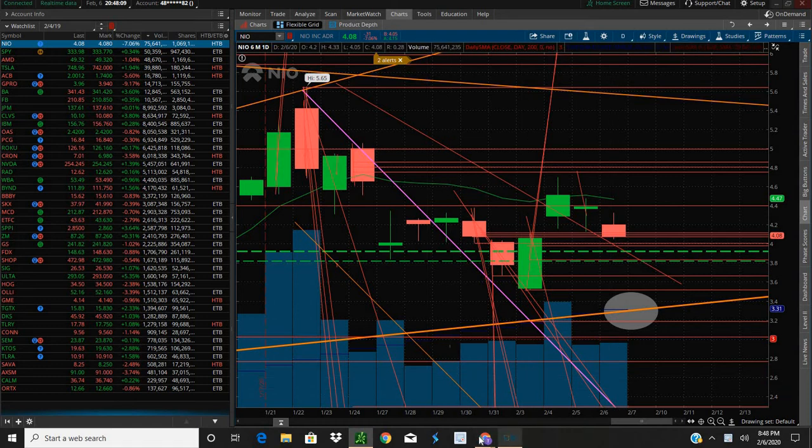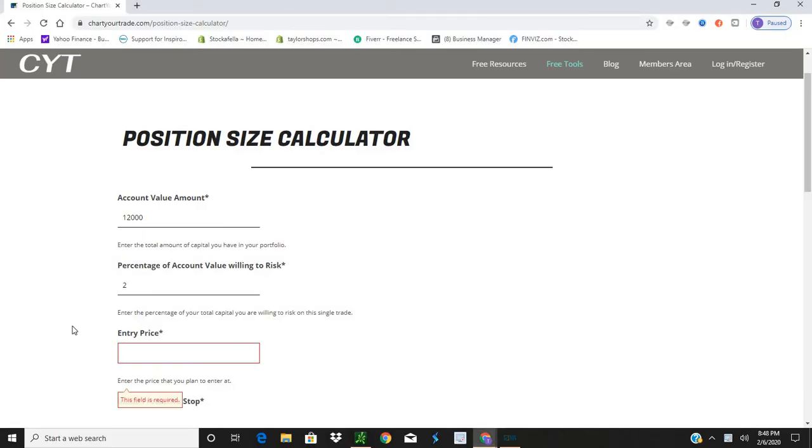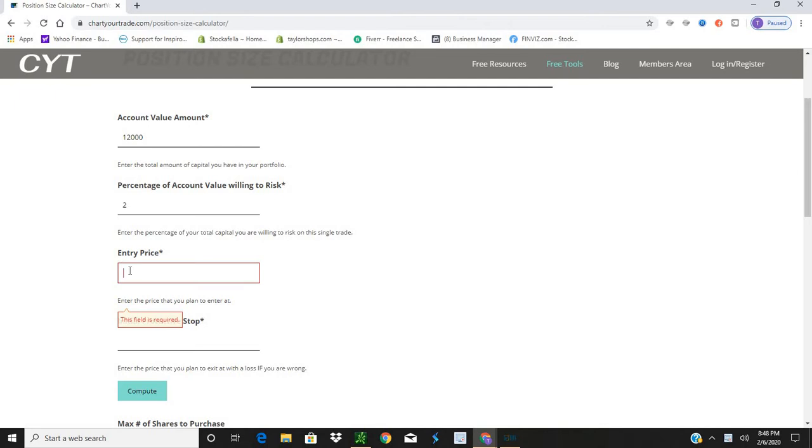Let me go back to the position size calculator real fast. Let's say my average entry price, if I wanted to get in that stock, is 3.33. I'm adding in slippage, just in case, a couple of cents extra, or averaging in. My initial protective stop is 3.18, just below 3.19, if it tests it by 2 cents or something, and I'll press compute.